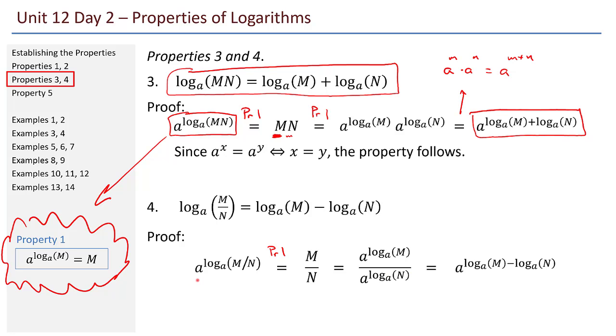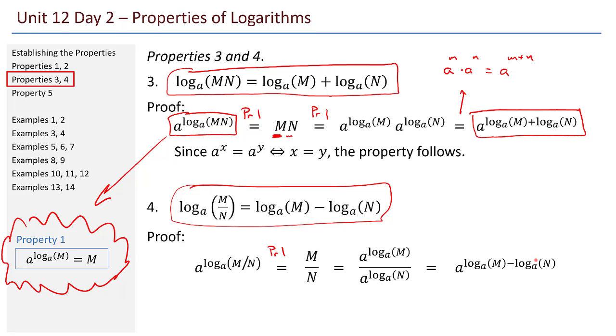So look, the left-hand side is a raised to one thing, the right-hand side is a raised to another, so those two exponents must be the same. That is exactly property 4. The log base a of m over n is the same as log base a of m minus log base a of n.